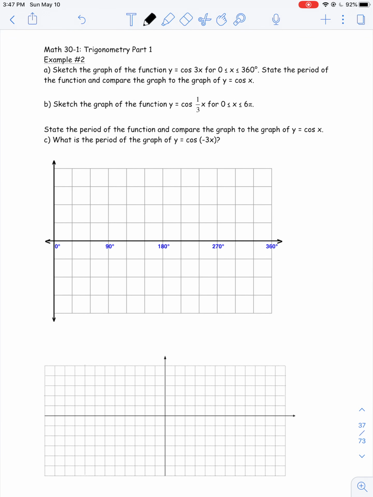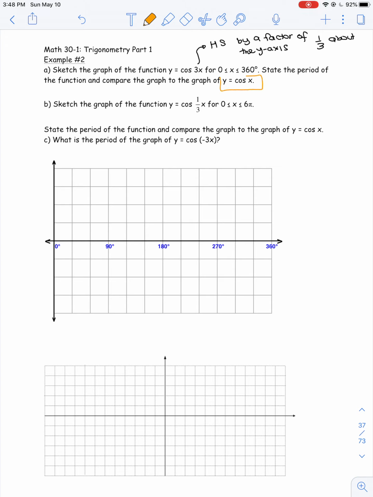Example number 2, they want us to sketch cos of 3x. So what you can notice is that there's a 3, so that is a horizontal stretch. And so that's a stretch of 1/3 about the y-axis. Okay, so they're also telling us to go from 0 to 360, so we want to be in degree mode in this one. And we want to state the period of the function and compare the graph to y equals cos of x. So I'm going to start by graphing cos of x here.